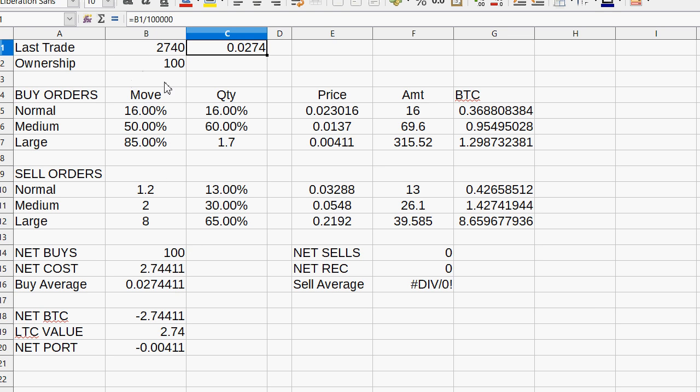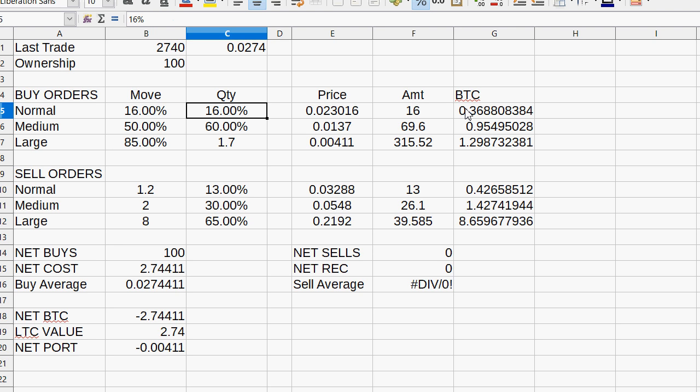Most of these are automated. So, buy orders: move. What does that mean? 16%. That means if the price moves 16% lower on a buy order, then I want to buy, and I'm going to automatically calculate the price to be 0.023016. And for medium, half the value, which on this would be 0.0137. And then the move 85% lower would bring it to 0.00411.